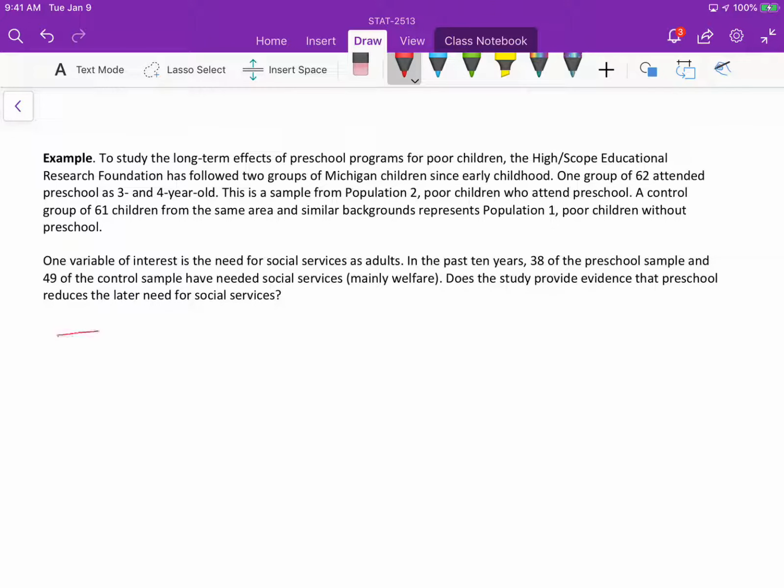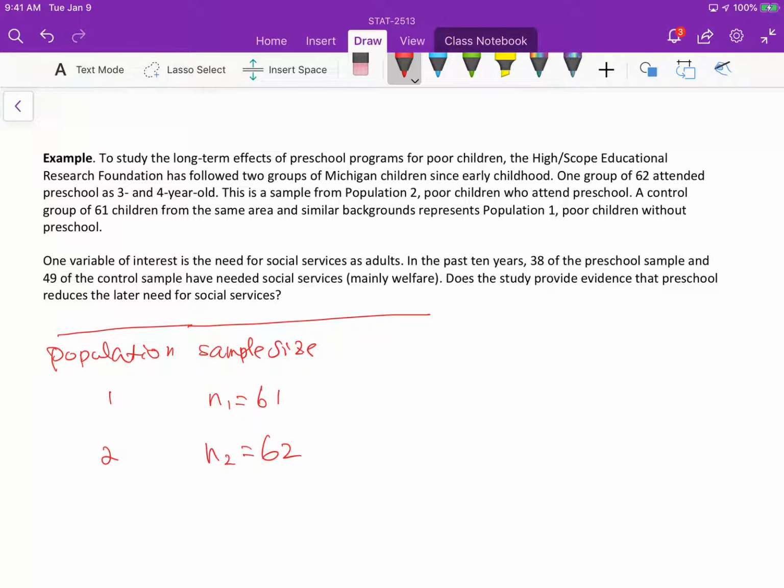So basically for this problem, we have two populations. We have one, we have two, right? And so the sample sizes: N1 is 61 and N2 is 62.